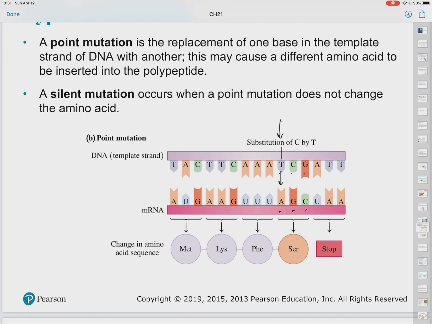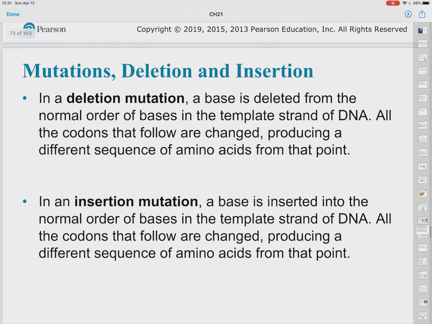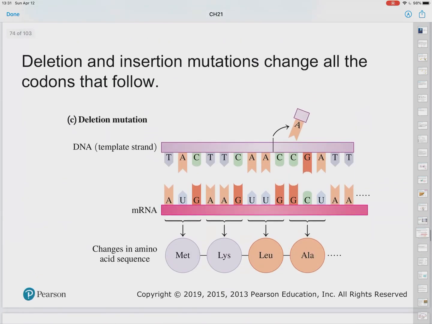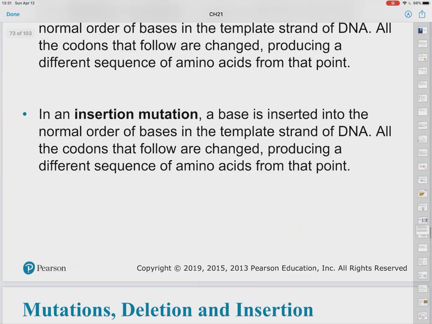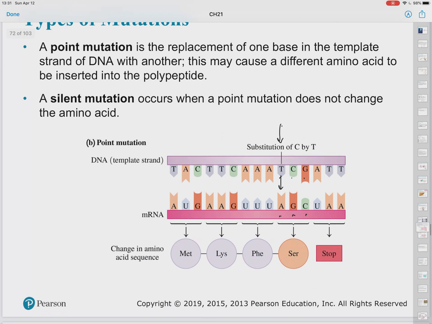A silent mutation is one that doesn't change the amino acid. So for example, what if in the wiggle room, remember the wobble position, let's say that we changed one of those. Let's see, do I have an example?